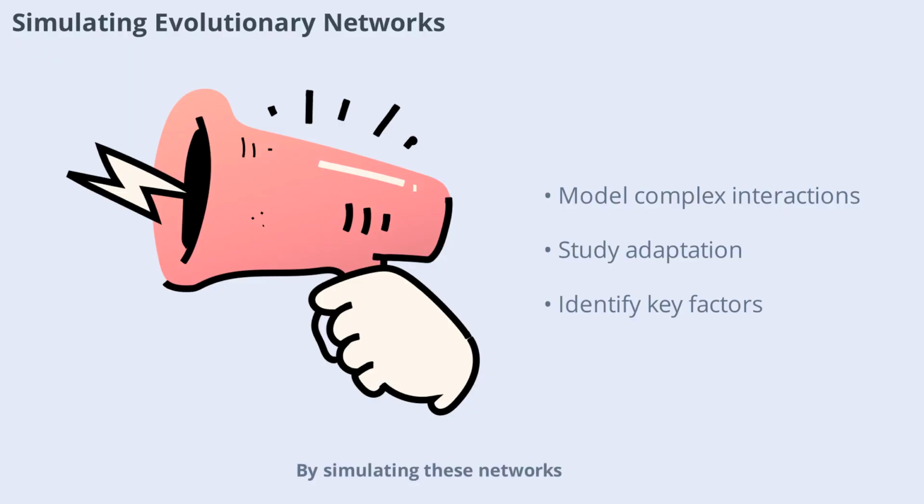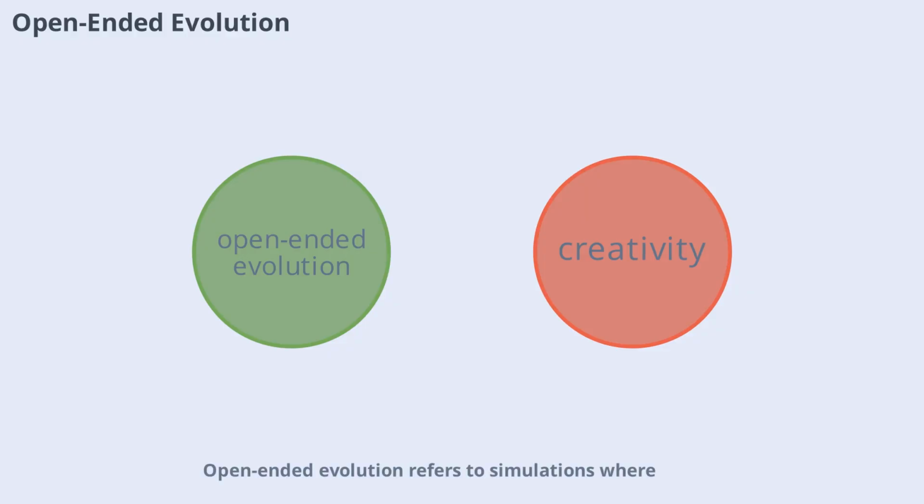By simulating these networks, researchers can study how complex interactions shape evolutionary outcomes and identify key factors that drive adaptation and diversification. Open-ended evolution refers to simulations where there is no predefined goal or endpoint. These models allow for the continuous emergence of new forms and behaviors, closely mirroring the unpredictability and creativity of evolution in nature.